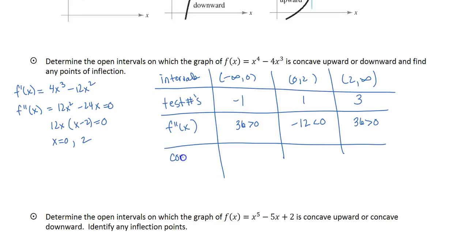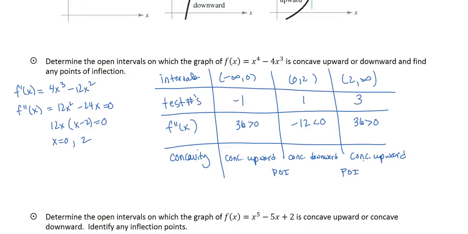So my concavity here is concave upward. Here I would have concave downward because it's negative. And here I would have concave upward. And since it's changing from upward to downward here, this is a point of inflection, or an inflection point. This is also a point of inflection.